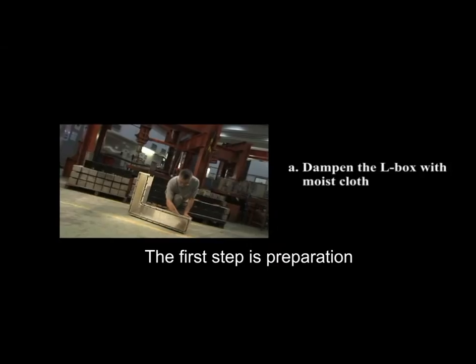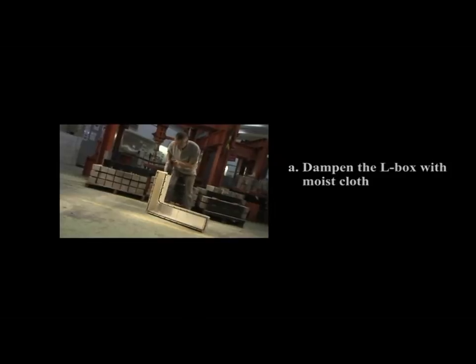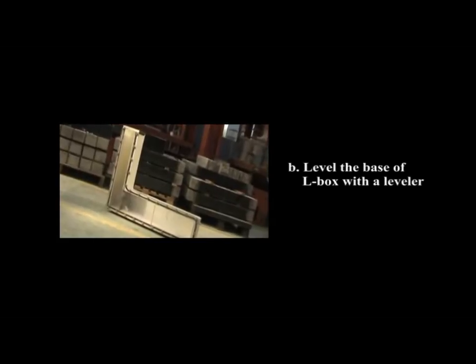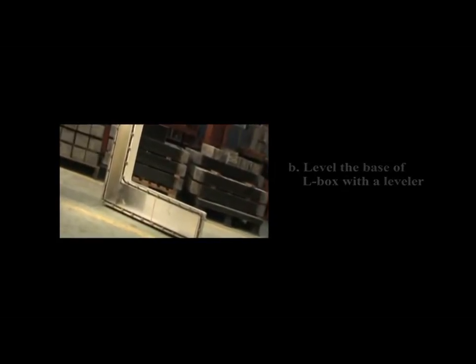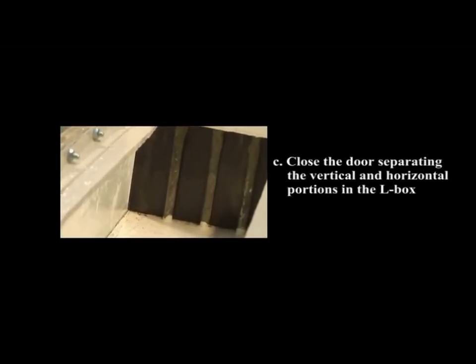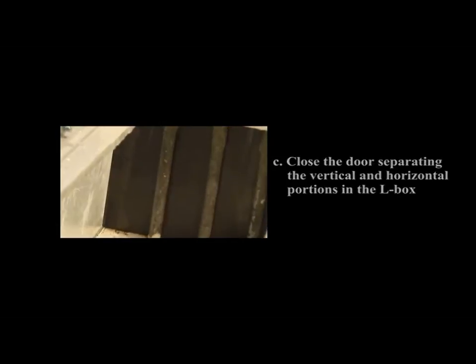The first step is preparation. A. Dampen the L box with moist cloth. B. Level the base of L box with a leveler. And C. Close the door separating the vertical and horizontal portions in the L box.